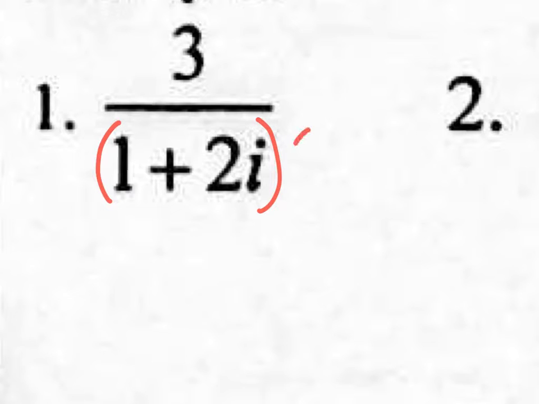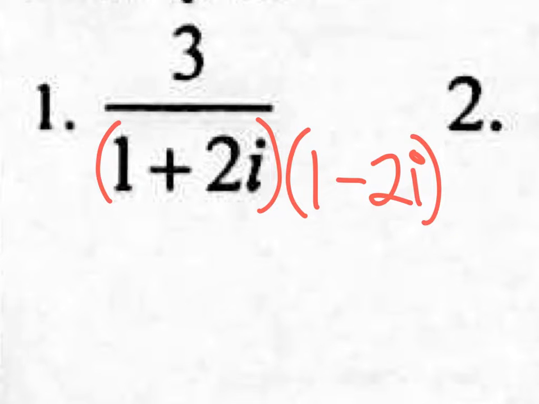multiply it by the conjugate. What is the conjugate? 1 minus 2i. And I am going to do it to the top and the bottom. So I'm going to put times 1 minus 2i. Now, why am I multiplying by the conjugate? Because the imaginary values will disappear. When you multiply a binomial or a complex number by its conjugate, the imaginaries disappear.